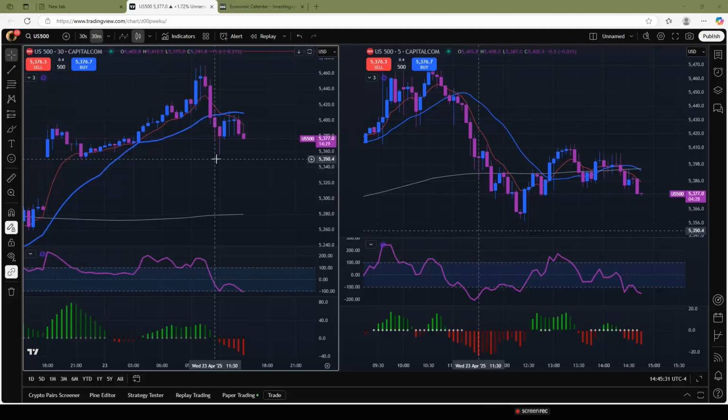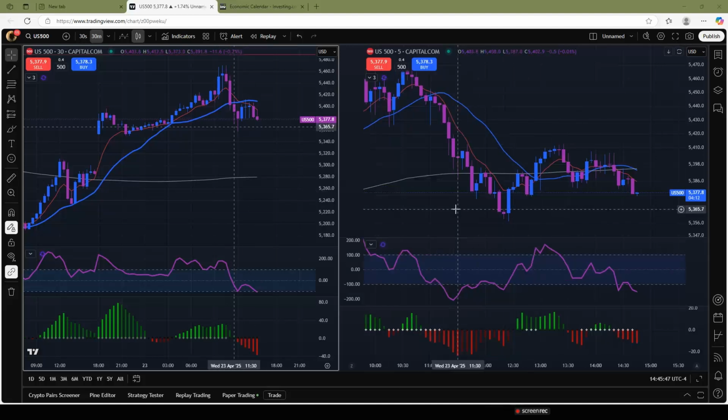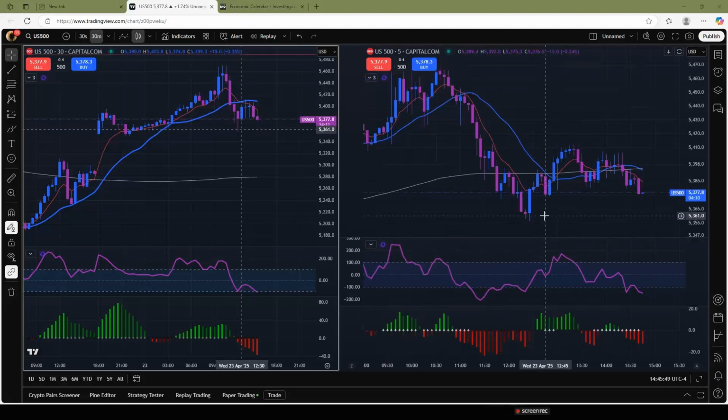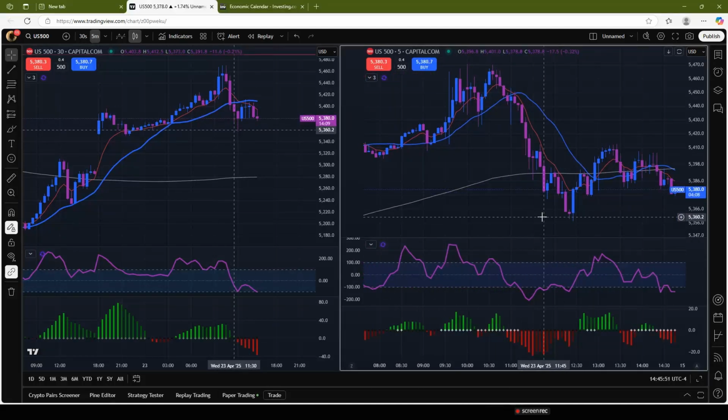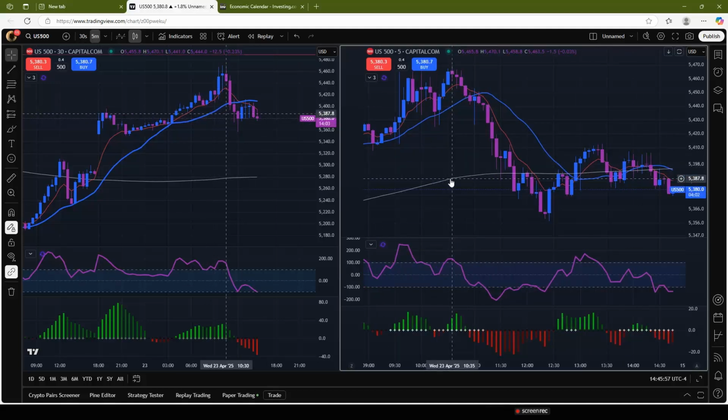Now, as you can see, price respects the heck out of the 8-period EMA and the 200-period moving average and the 20-period moving average. Now, the 200 is the white line right here on the 30-minute chart. And as you can see on the right-hand side is the same thing. We have the 20, the 8-period EMA, and the 200 moving average, this line right here.